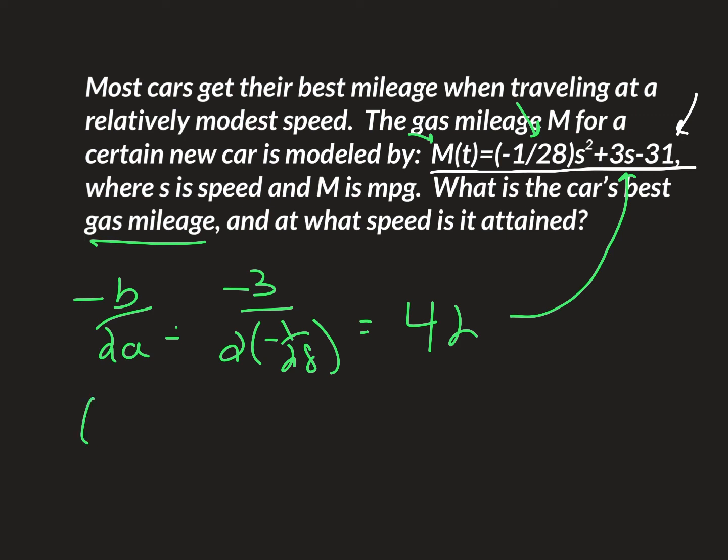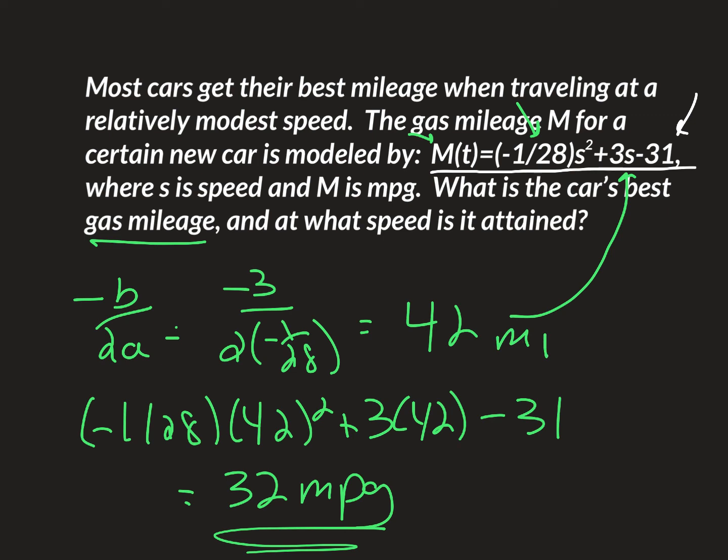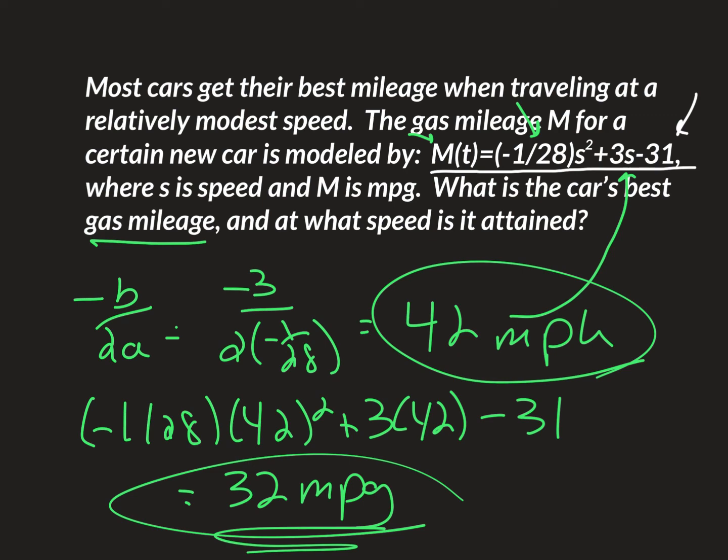To figure that out, I'm going to take that 42 and plug it in for the s's, just like this. 3 times 42 minus 31, and see what I get. And that's going to be my maximum, my best miles per gallon. I just got finished punching that in, and what I got is 32. So what's the car's best gas mileage? 32 miles per gallon. And at what speed does that occur? At 42 miles per hour. So if you drive 42, you're going to get 32, which is the best you can do.